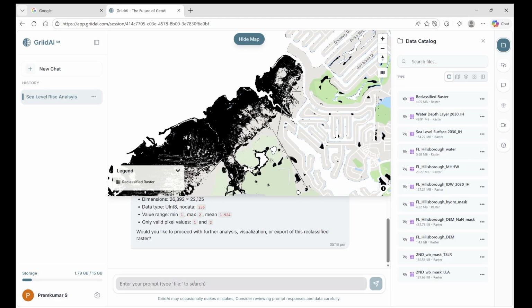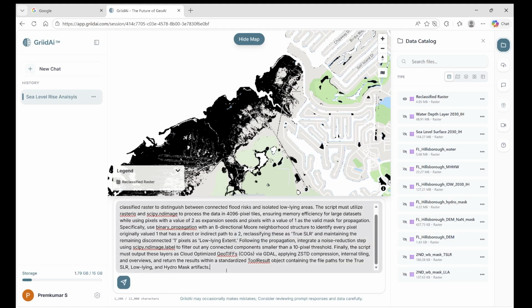In order to do that, there is this process called propagation, which is an eight directional analysis, where it starts searching each and every pixel whether it is connected to the pixel value of 2, and if it is connected to the pixel 2, it marks those pixels as inundated areas. So this needs a detailed prompt. In order to save time, I had already written the prompt and kept it ready so that I can save some time in this video.